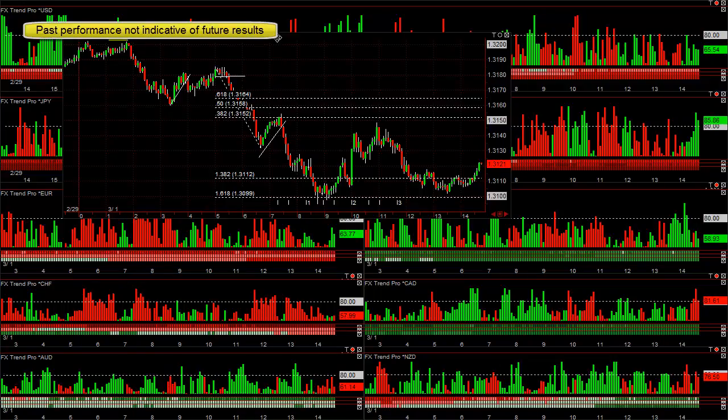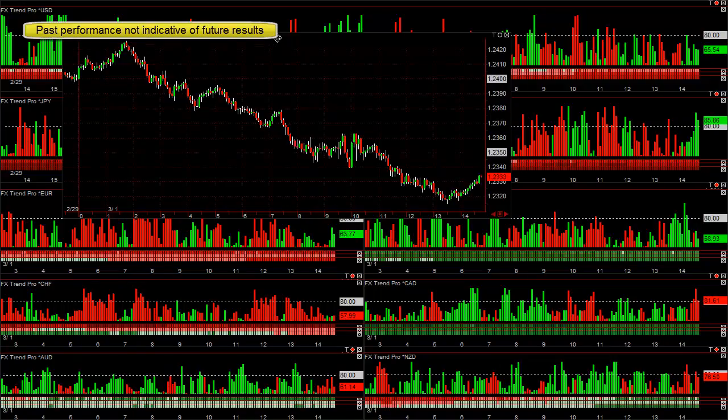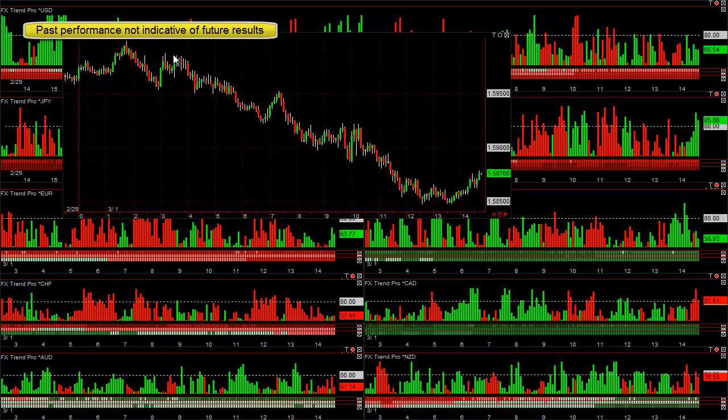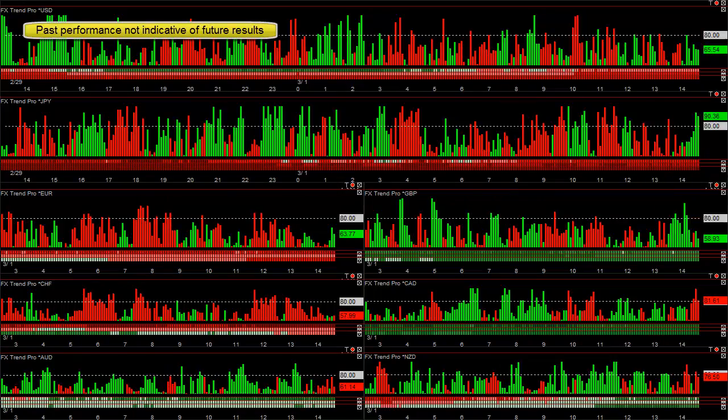So let's take a look at the Euro Australian, another one that you should have been looking to sell. Notice pretty much straight down, 100 pips. Euro New Zealand, same exact thing, pretty much straight down as well, over 100 pips in this instance. So the currency meter really has you focus on the best ones to trade. Could have also traded those strong ones against the dollar and the yen.